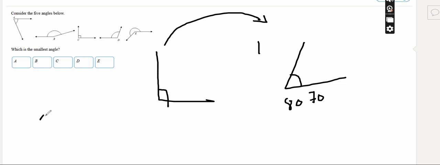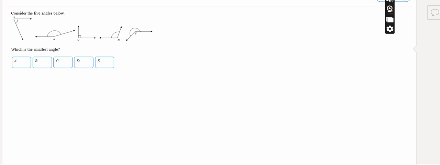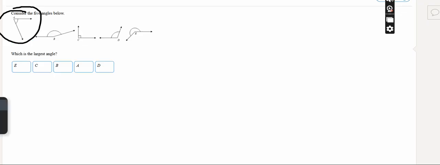If it's larger, it's going to be like this. This is going to be larger than 90, so this is your obtuse. Now, what is the smallest angle here? Like I explained, it will be this one because it's less than 90. A. Let's go to the next one.